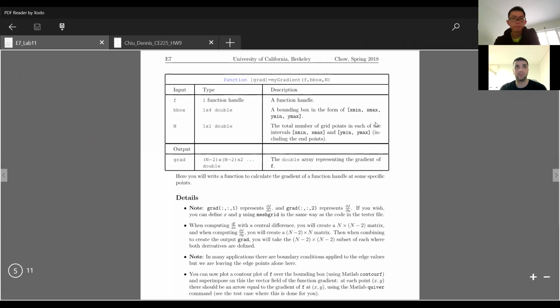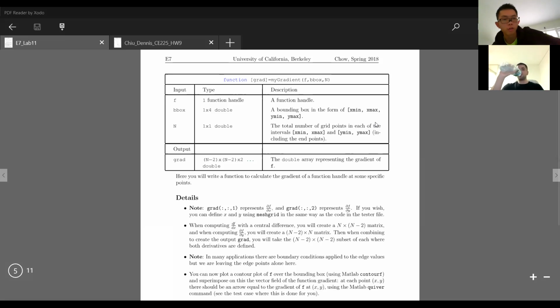So we're given a function. It could be sine, it could be cosine, it could be sine times cosine plus 2 to the power of something else. We're given a set of bounds, so this basically defines a square or a bounding box, like this. Here's your left bound, right bound, bottom bound, top bound. And n is the number of grid points we're going to chop this into. So chop, chop, chop, n high, n long. Same number of grid points in each direction.